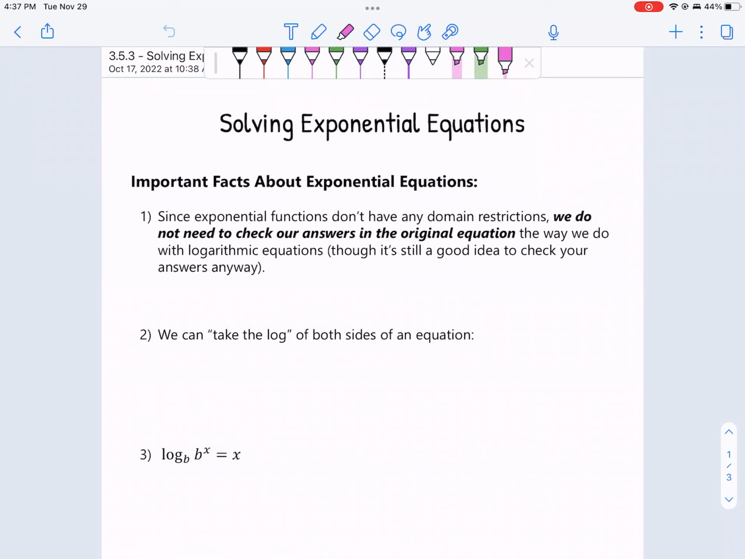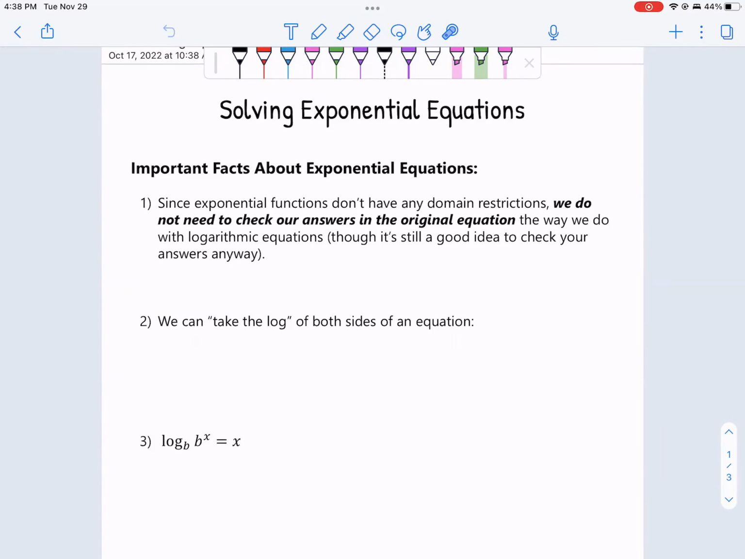So, solving exponential equations. Here are some important facts. Unlike logarithms, we do not need to check our answers in the original equation the way we do with logarithmic equations, because exponential equations don't have any domain restrictions. So there's not going to be an answer that we get that doesn't work in the domain. So we're good. Wonderful.